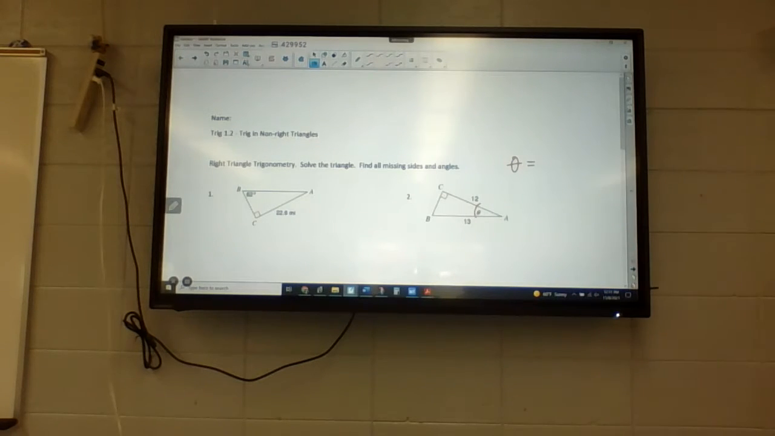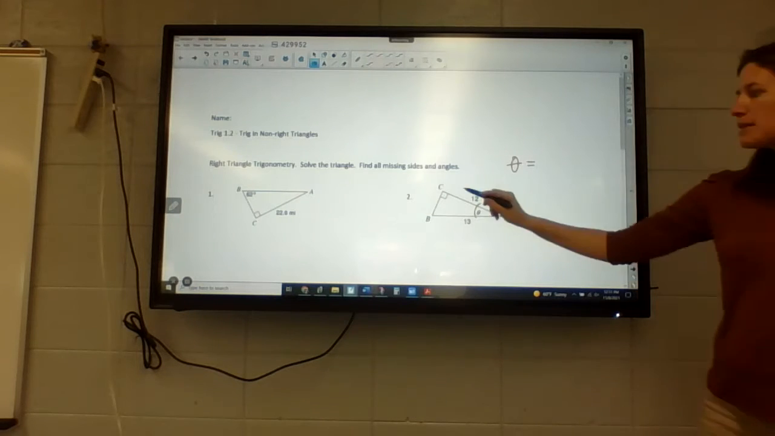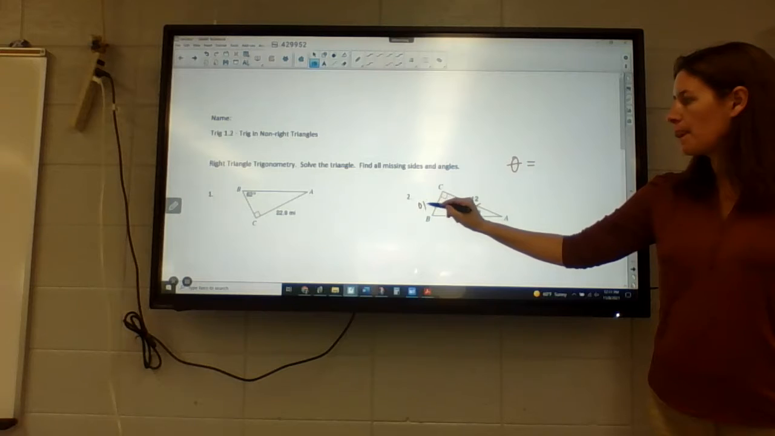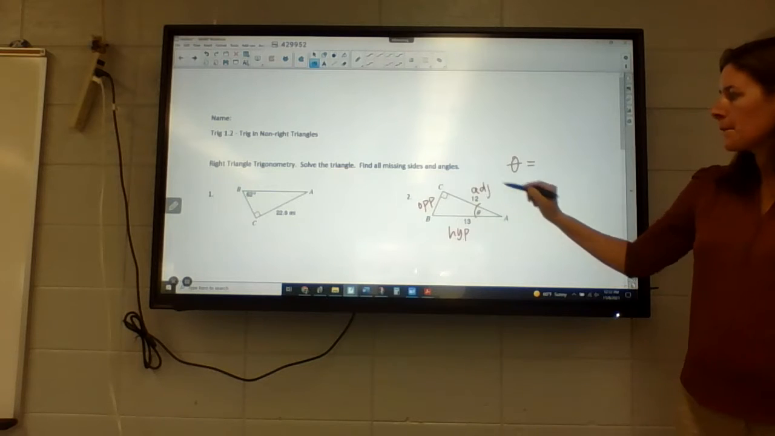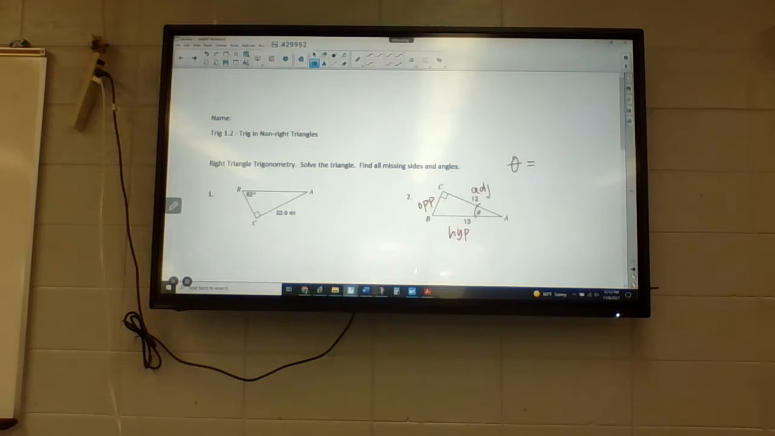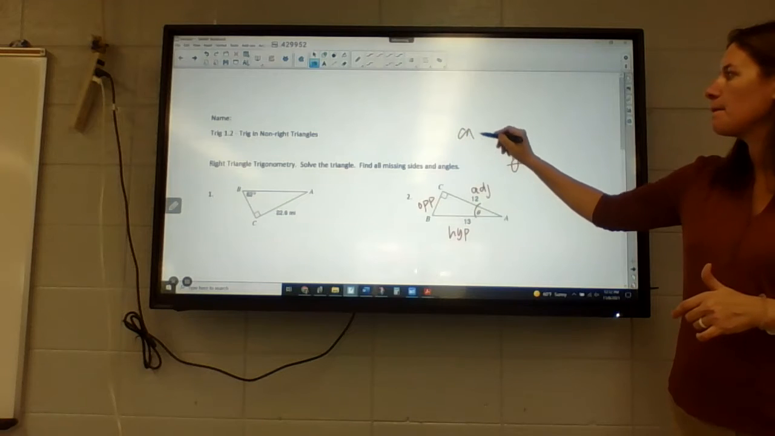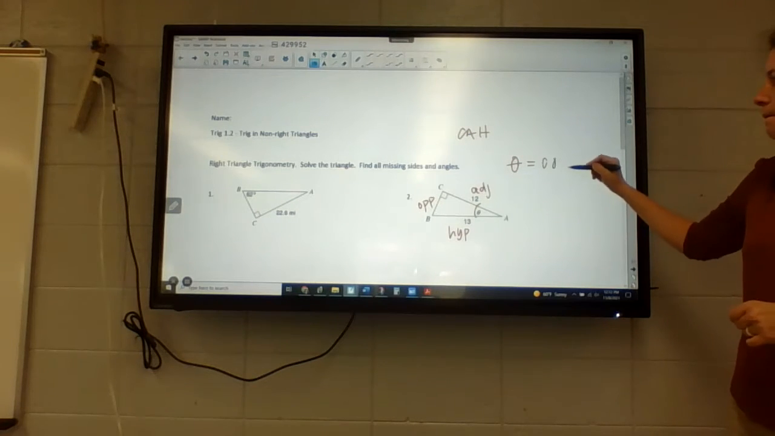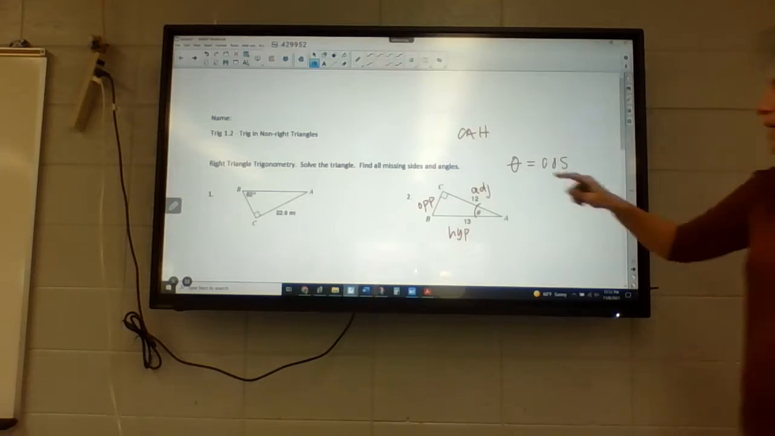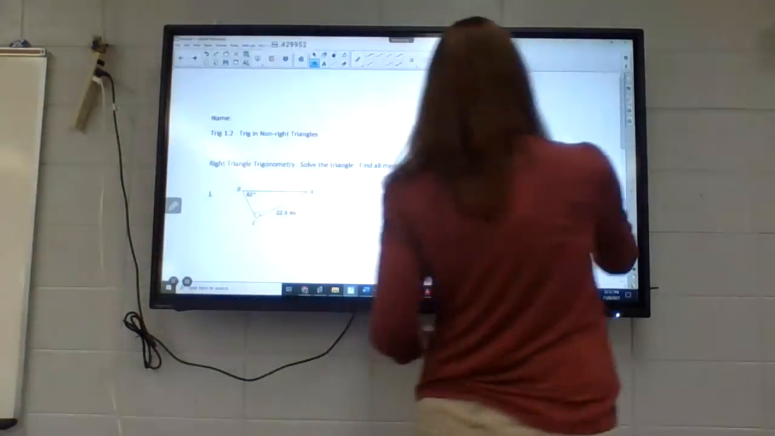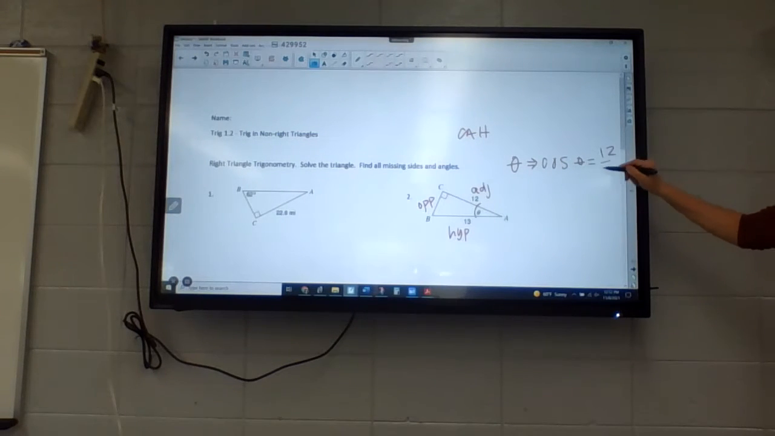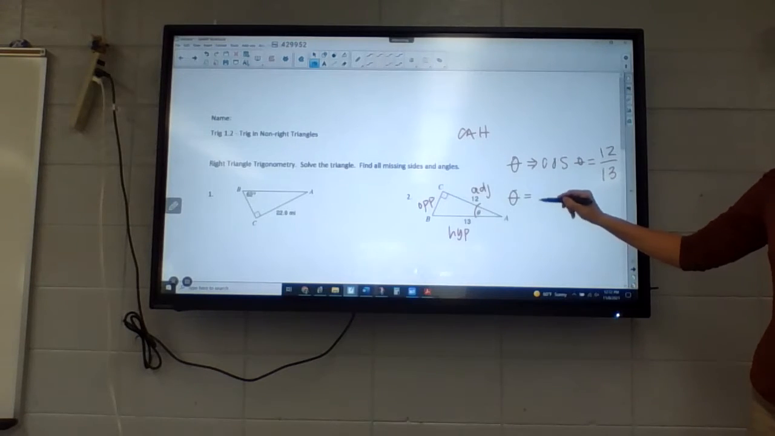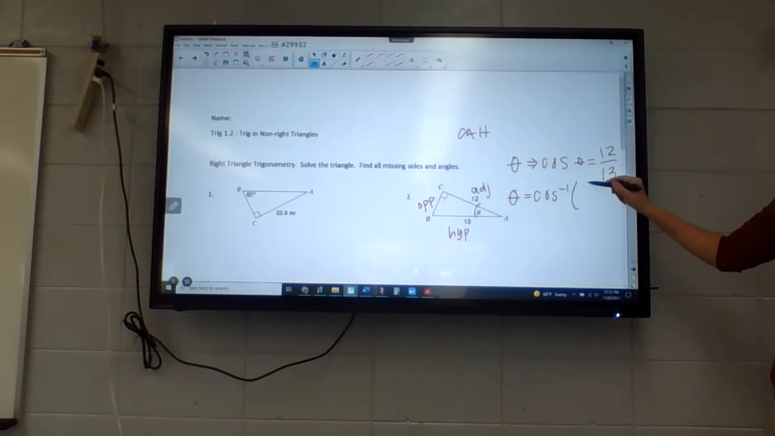Now, based off of that, I'm going to label my whole triangle. So my opposite is over here, hypotenuse, and then adjacent. If I'm looking for theta, I want to use adjacent and hypotenuse, so that's going to be my cosine. Oh, sorry, I don't know why I have theta equals that. Cosine of theta is going to equal the adjacent over our hypotenuse. So in order to solve for theta, we have to do the inverse cosine of 12 over 13.